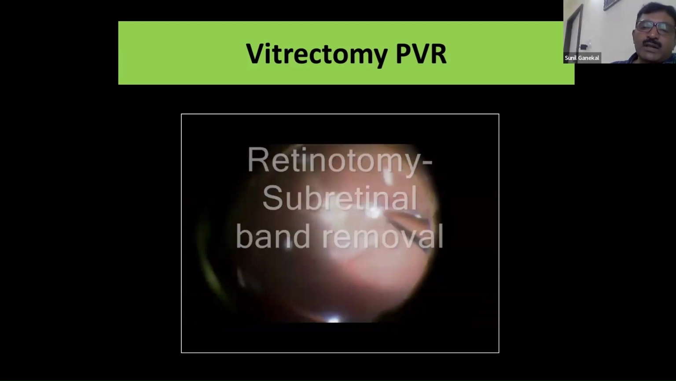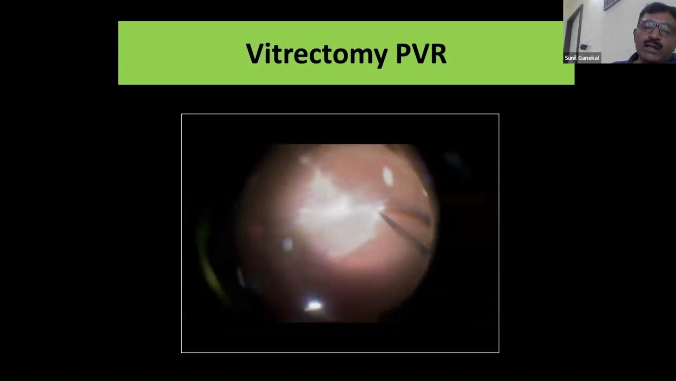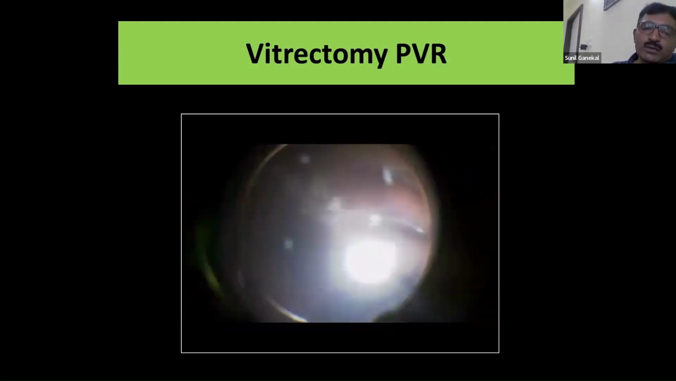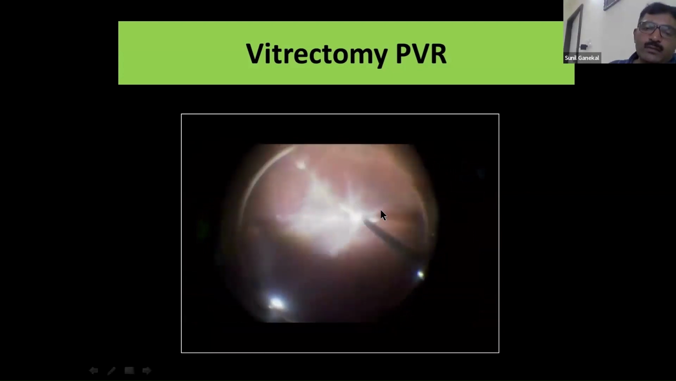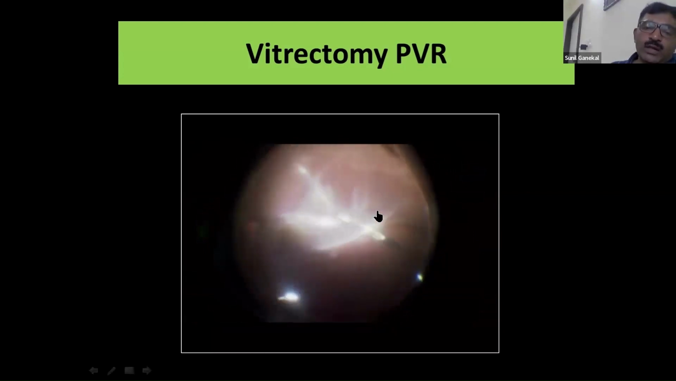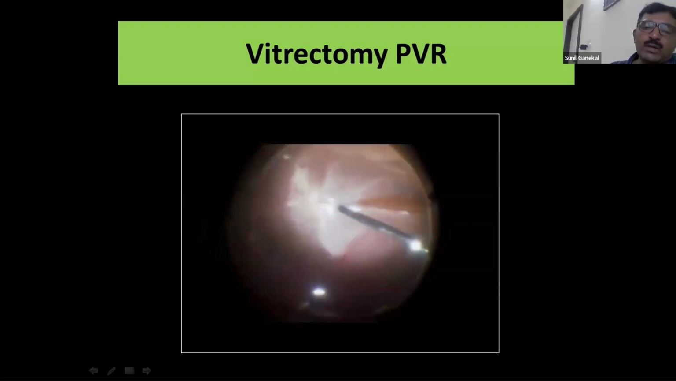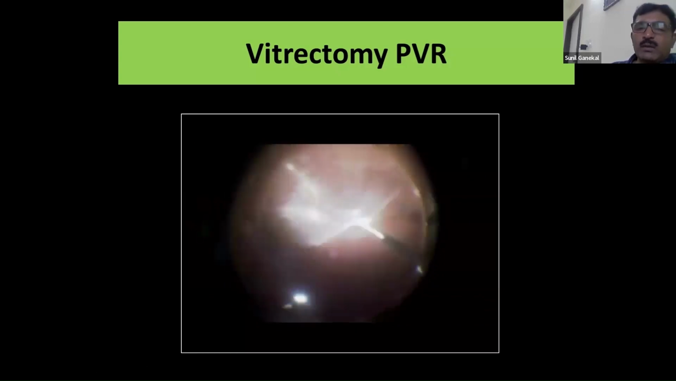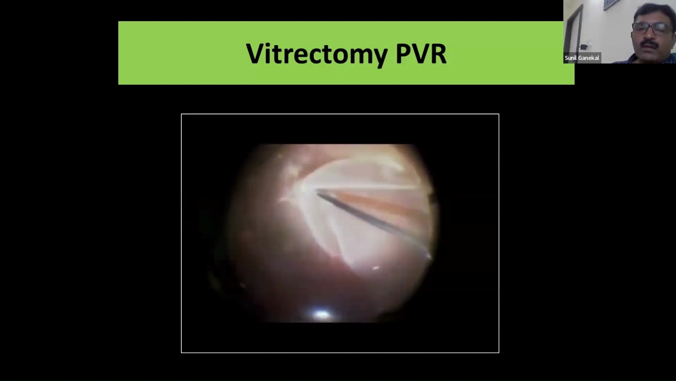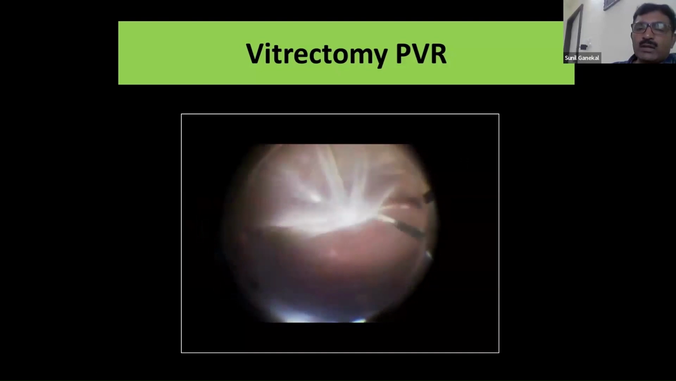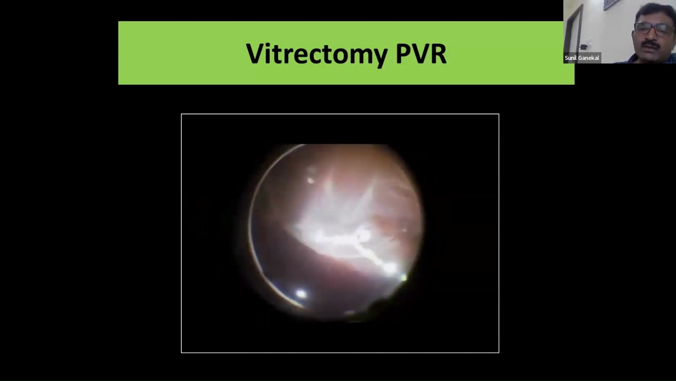Next is a case of subretinal linear band removal. You have done a retinotomy; hold with the end grasping forceps. Sometimes it comes out piecemeal. So go through the retinotomy and pull it. Sometimes you can make multiple retinotomies if you can't remove the membrane in toto. But try not to enlarge the retinotomy as much as possible. Make a retinotomy adjacent to the bands.